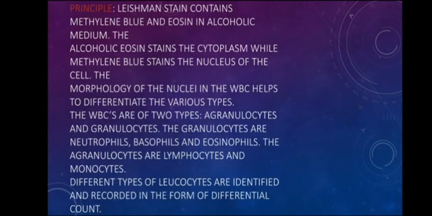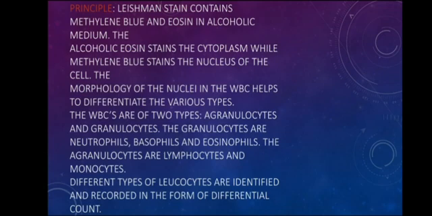The principle of this experiment is that Leishman stain contains methylene blue and eosin in alcoholic medium. The eosin stains the cytoplasm while methylene blue stains the nucleus of the cell. The morphology of the nuclei in the WBC helps to differentiate the various types.